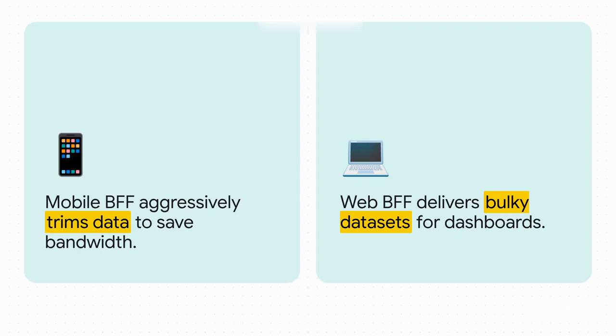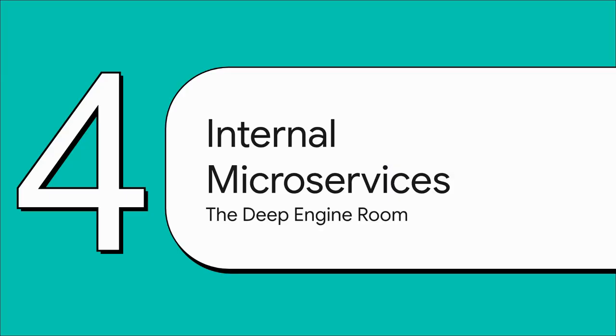For example, your mobile BFF is going to aggressively trim data payloads. It filters out unnecessary fields and minimizes size just to save bandwidth. Meanwhile, your web BFF is doing the heavy lifting, aggregating data from multiple sources to deliver bulky, rich data sets for those complex dashboards, all in a single call. And Apigee? It seamlessly routes the user to their specific BFF, optimizing performance without anyone having to touch the core backend code. Next up, part 4, Layer 3, Internal Microservices, the deep engine room.